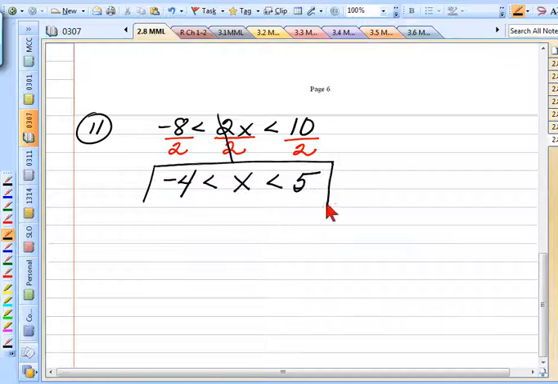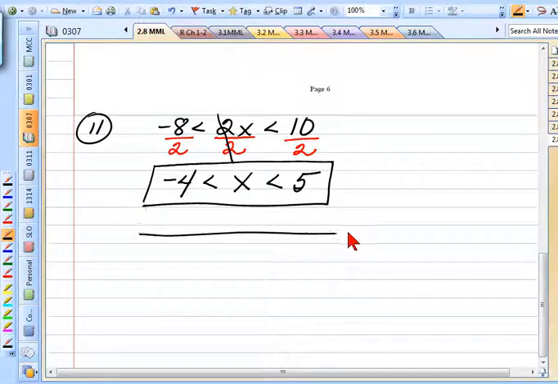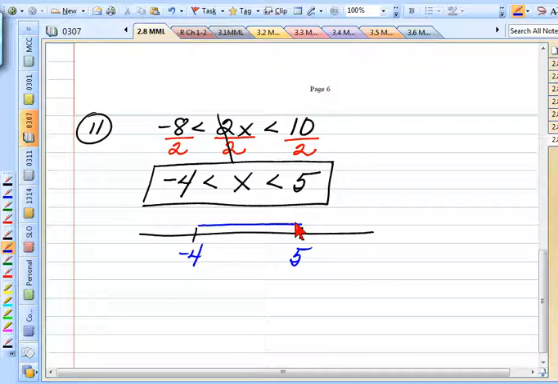What does it look like on a number line? I need to locate two numbers. I need to locate negative 4, and I need to locate positive 5. X is between those, so I just draw a little segment between them. What kind of symbols do I put? At negative 4 I put parentheses, and at 5 I put parentheses.